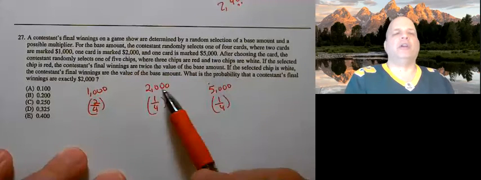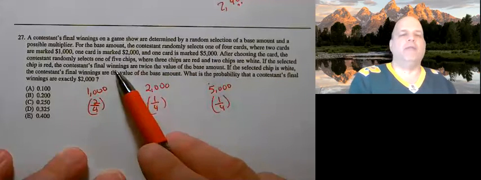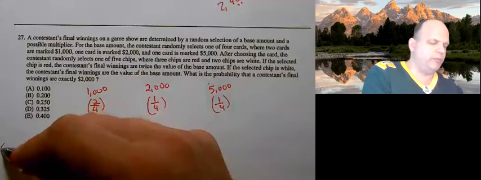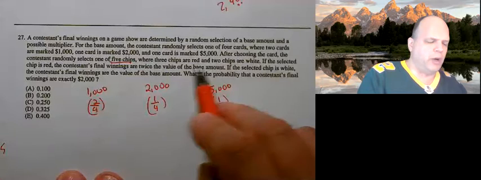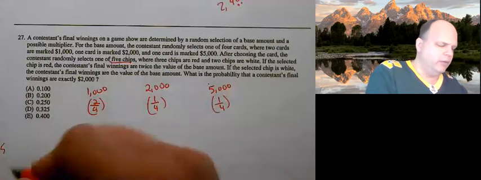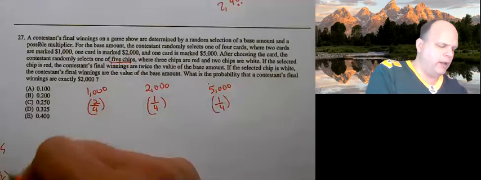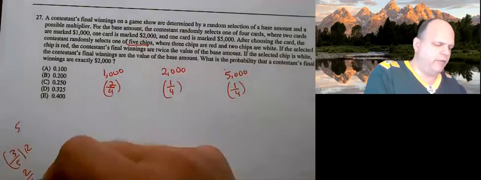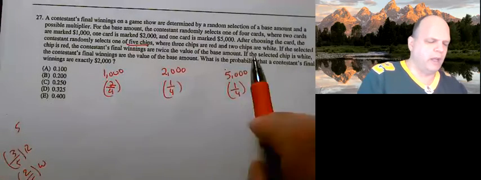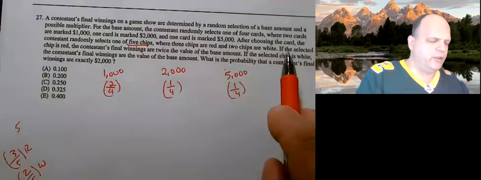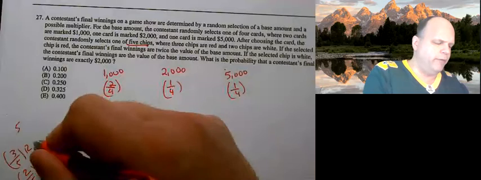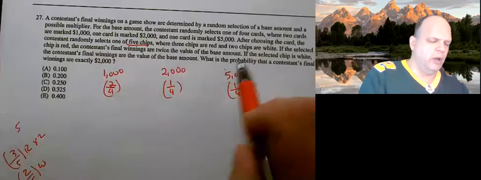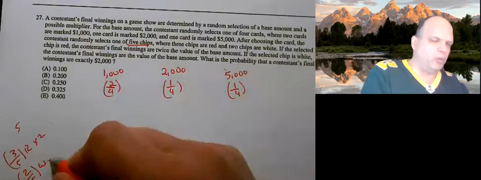After choosing the card, the contestant randomly selects one of 5 chips. Okay, so we got 5 chips, where 3 chips are red and 2 are white. So 3 out of 5 are red, 2 out of 5 are white. If the selected chip is red, the contestant's final winnings are doubled. So if they're red, it's times 2. If they're white, it's just times 1. They don't change.